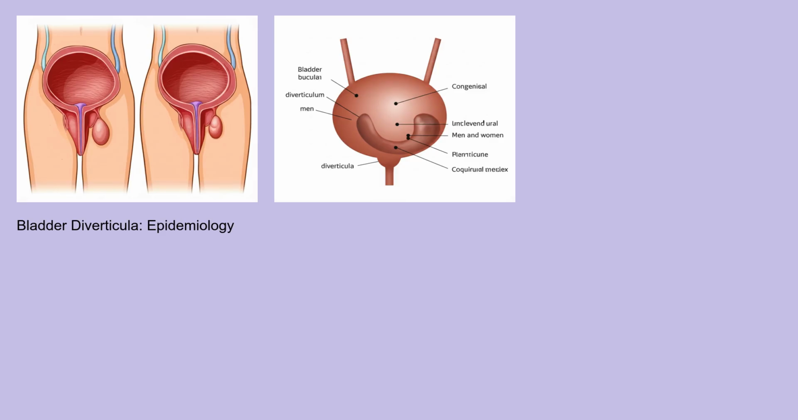Congenital diverticula are more common in children, particularly boys. Acquired diverticula, on the other hand, are more common in older men due to the high prevalence of BPH, but they can also occur in women or individuals with other causes of bladder outlet obstruction. Due to underdiagnosis and often asymptomatic presentations, the true prevalence is likely underestimated in the general population.